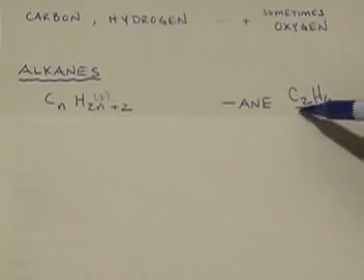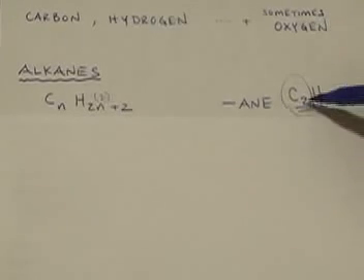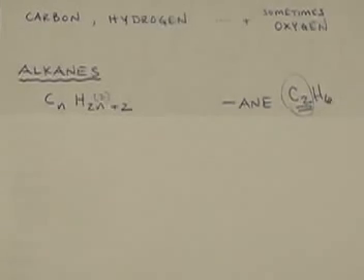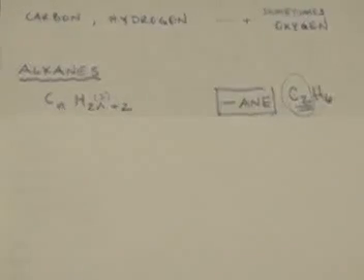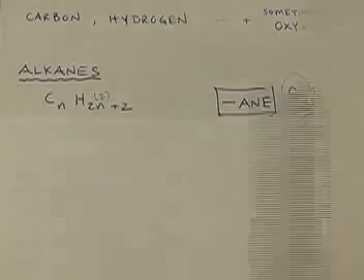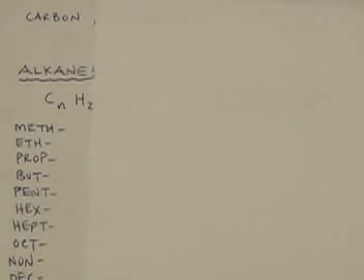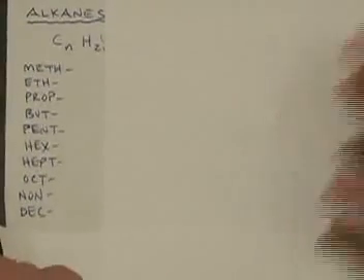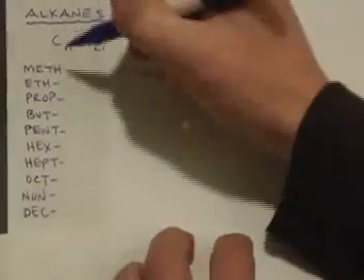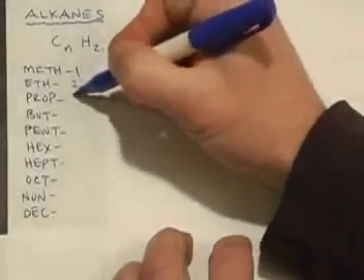Anyway, to name these, they're always named based upon how many carbons there are. Depending on the number of carbons, there is a prefix given to the name, and then the -ane ending is tacked onto it. Take a moment right now and write down these prefixes. For 1 carbon, the prefix used is meth. For 2, it's eth. For 3, it's prop.